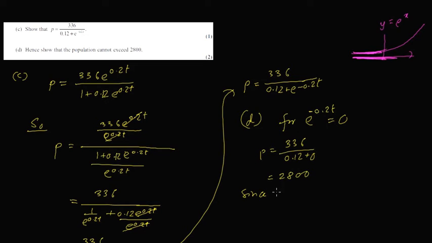Since e to the power minus 0.2t is greater than 0, it cannot be equal to 0. So if this is always greater than 0, the population will always be less than 2800, because you are dividing 336 by more than 0.12. So it cannot exceed. You don't have to do the arithmetic, just say since e to the power minus 0.2t is greater than 0, the population cannot exceed 2800. So that's it.